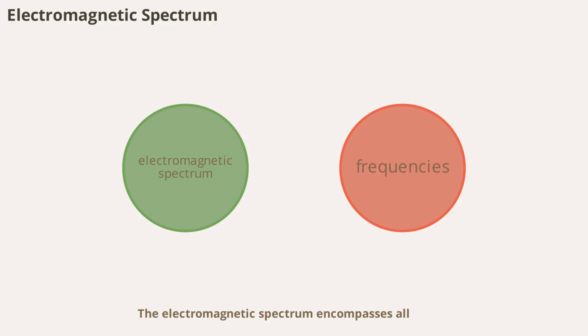The electromagnetic spectrum encompasses all possible frequencies of electromagnetic waves, from radio waves to gamma rays. Communication systems use specific parts of this spectrum, such as radio, microwave, and infrared frequencies, to transmit information. Efficient use of the spectrum is essential for avoiding interference and maximizing capacity.